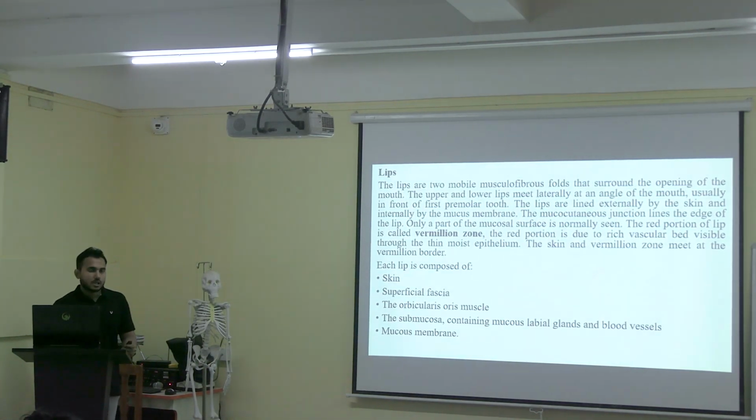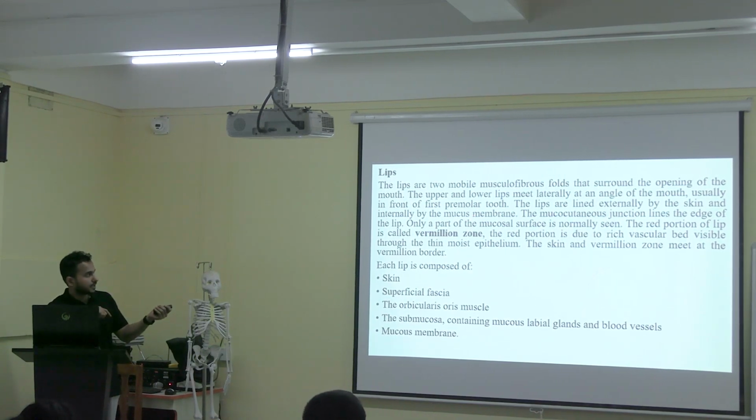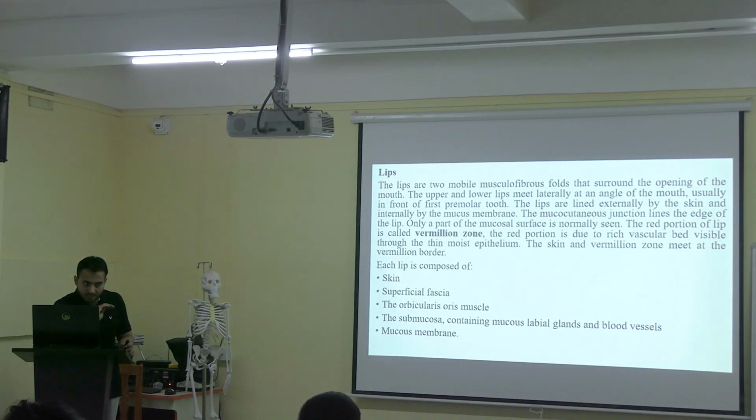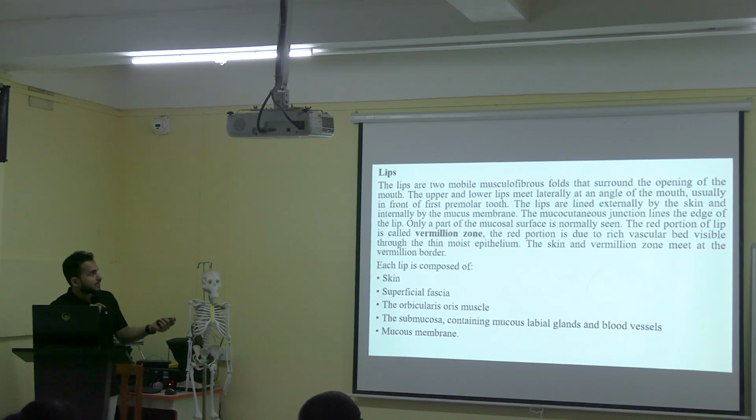Now if you see the lip carefully, externally it is lined by skin. Internally it is lined by mucous membrane. Externally there is skin, internally there is mucous membrane, and between the two there is a junction, that is called the mucocutaneous junction, also called the vermilion border. Now the mucocutaneous junction lies at the edge of the lip.